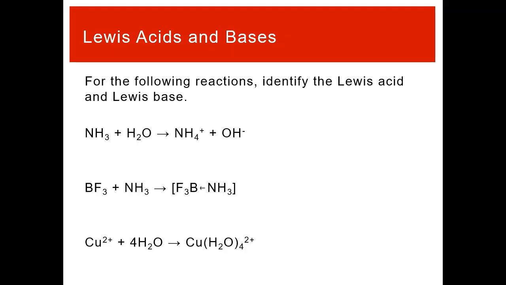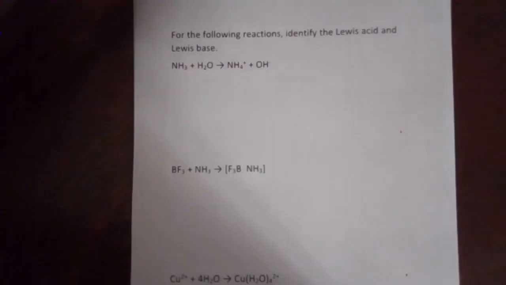So let's look at some reactions and identify the Lewis acid and Lewis base. I've got ammonia reacting with water, BF3 reacting with NH3, and then copper cations reacting with water. All right, so we want to identify Lewis acid and Lewis base. This Lewis description is a new designation for acids and bases, but it is still trying to accomplish the same thing. We're still trying to describe reactants in a reaction, to understand consistent patterns of reactivity.